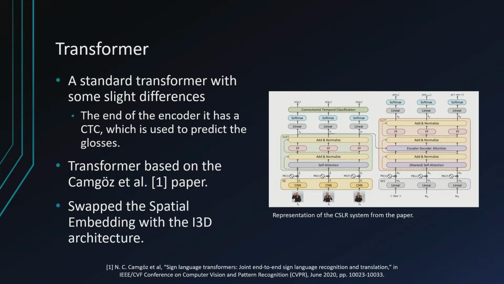Then, let us look at the sequence learning section, in which we used a transformer. The transformer that was used was based on the paper by Camgoz, which was a modified version of the Joey NMT framework that worked for sign language recognition. Our model uses the I3D as a spatial embedding rather than the CNN.